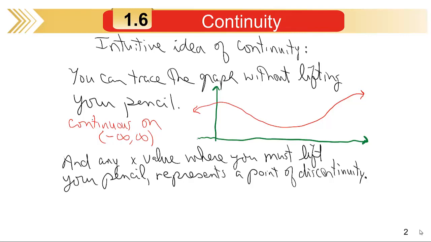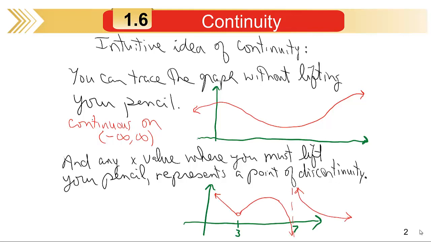If you have to, at any point though, lift your pencil to complete the graph, then that's a point of discontinuity. For example, this strange looking beast, if you're sketching it, you have to raise your pencil at the point where x is equal to 3 to get around that hole. And then again, you have to raise your pencil to get from the left side of the vertical asymptote at 7 to the right side of the graph, which goes past 7. So there would be 2 points of discontinuity, one at x equal to 3 and one at x equal to 7.